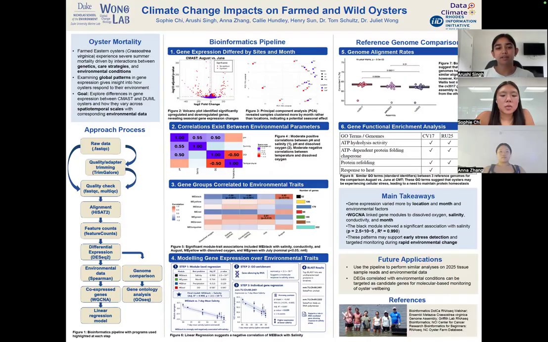And these patterns can help us understand that there can be early stress within these oysters and that rapid environmental change can truly affect these oysters. Our work this summer will provide the Wong Lab with a pipeline to perform similar analysis on tissue sample reads and environmental data from 2025 to see if the patterns we have observed from 2024 continue over time. Overall, we hope that our findings on the impact of environmental factors on gene expression will help future researchers understand why SUMS might be happening and how to reduce it. Thank you.